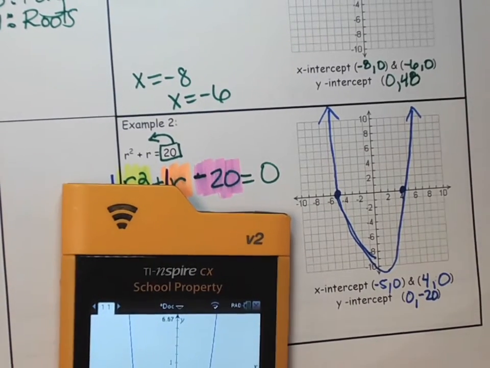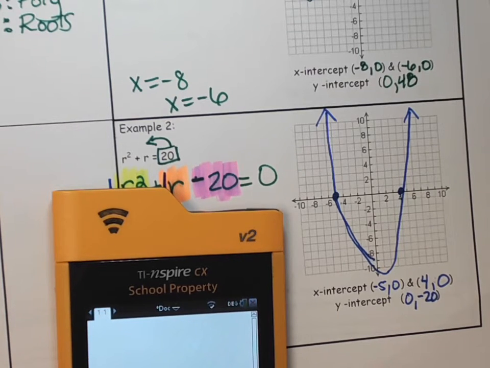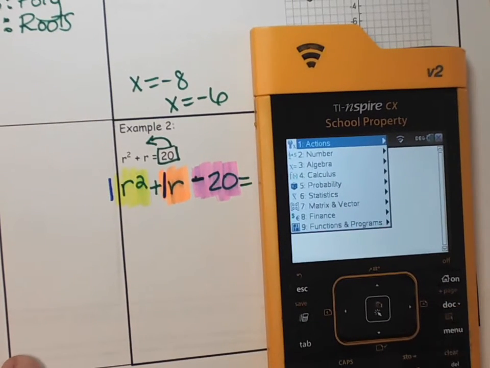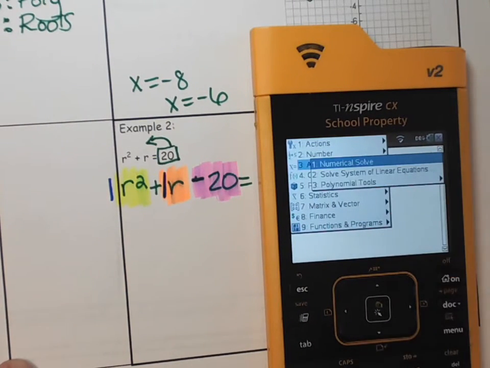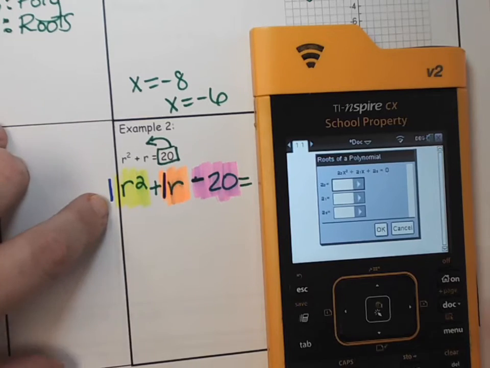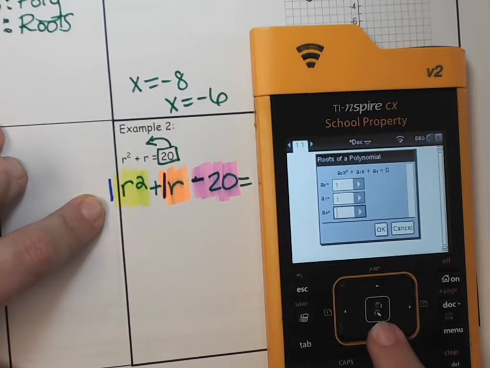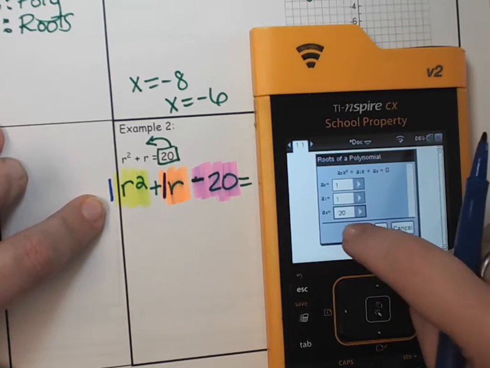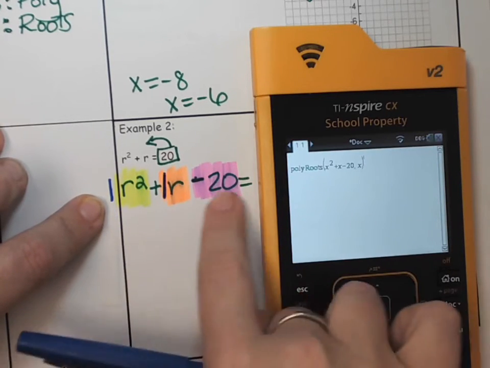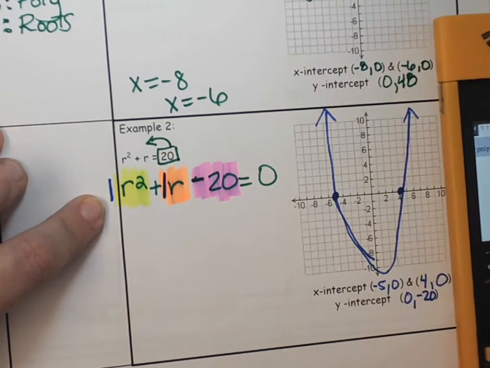Okay, let's look at our factors. Menu, algebra, poly tools, we're doing the same steps we did on the last one, and roots. Enter. We put these ones here so we remember to put ones in the boxes. So 1, 1, negative 20. Do not forget to put the negative. Check it. It looks like what we wrote other than ours. Negative 5, negative 4. It's exactly what we got on our graphs.